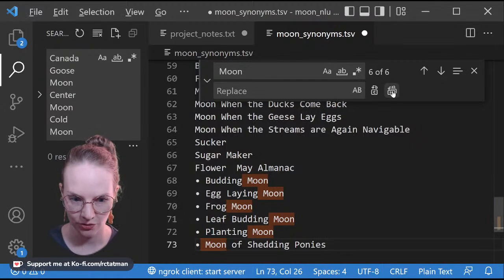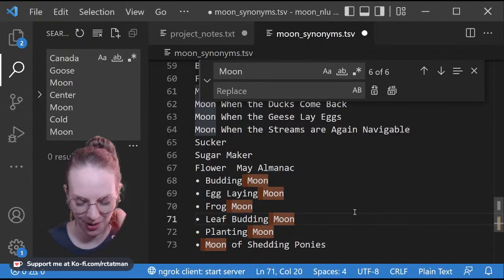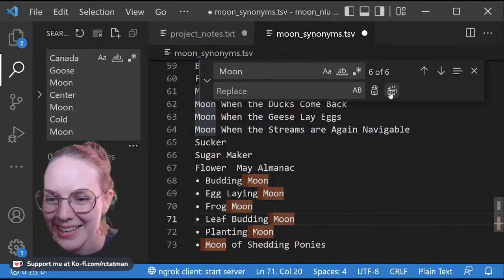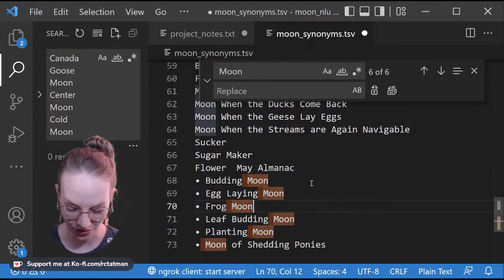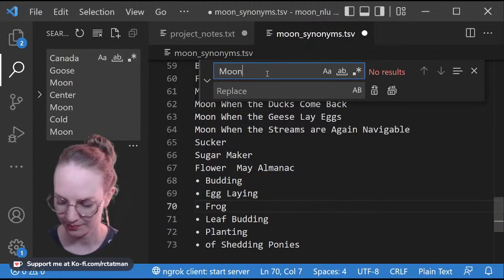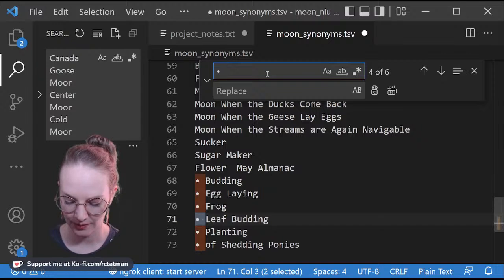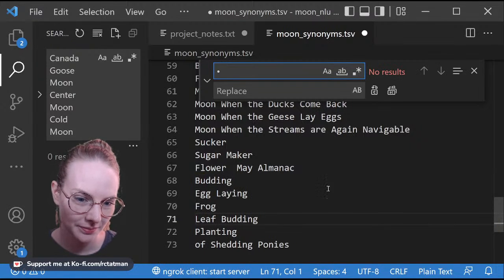So is Shift Alt Enter? No, Control Alt Enter. Nope, wrong button. One sec. Control Alt Enter. There. Control Alt Enter. Fabulous.